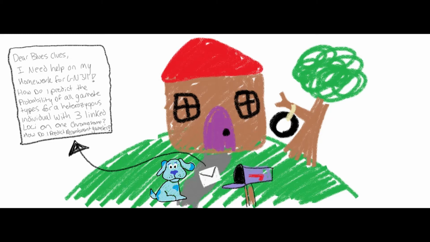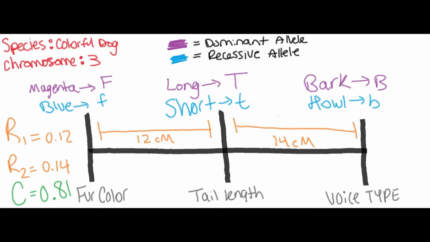Great question, Kelly. We will explain this concept by showing Kelly a reverse mapping problem in blue from Blue's Clues will give us helpful clues along the way. We will base our genetic map off of 3 loci located on chromosome number 3 in the colorful dog species.